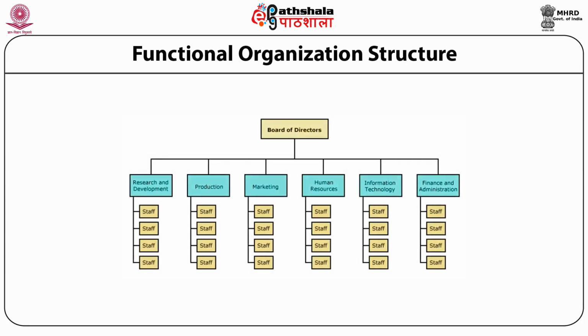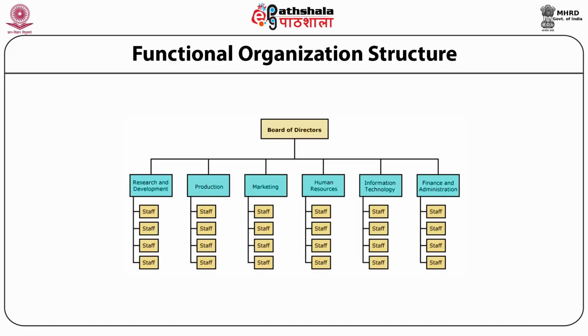As we have seen in the previous slide, what is functional organization structure? Here is a diagram in which we can see at the top there is the board of directors, and under it, according to the functions, the whole organization is divided: research and development, production, marketing, human resources, information technology, finance, and administration. That is, according to the functions, the whole organization is divided.